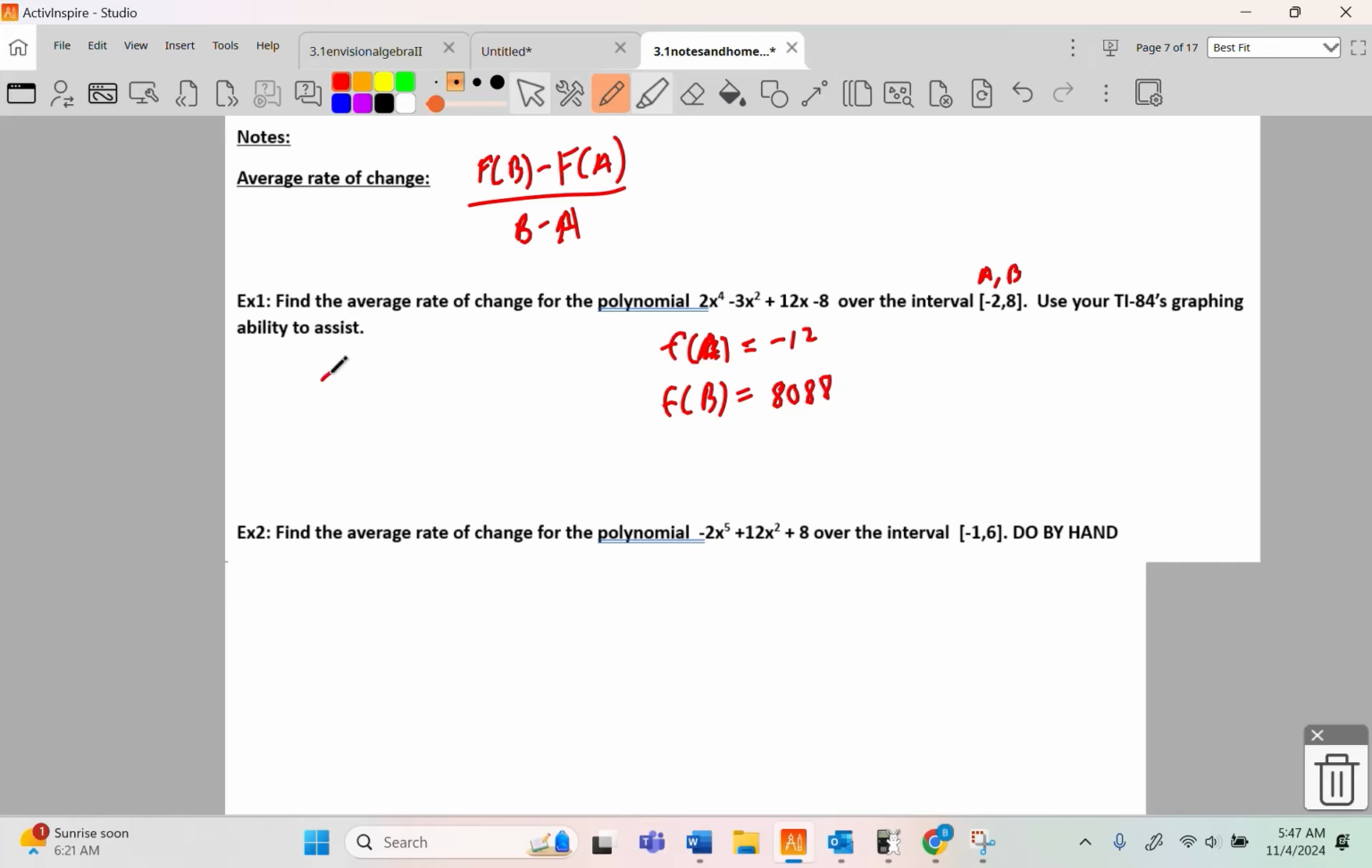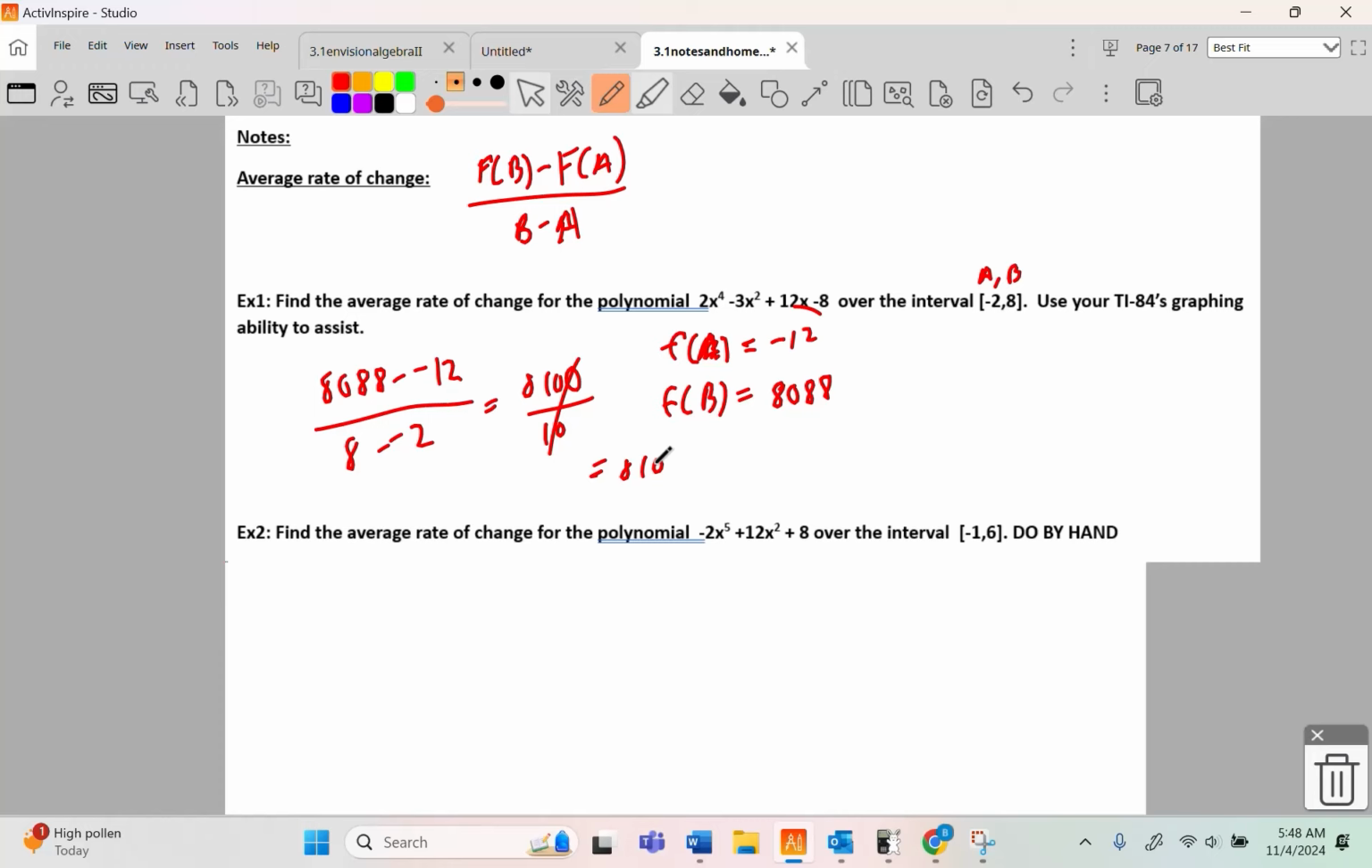The average rate of change here is 8,088 minus a negative 12, sitting pretty over 8 minus a negative 2. You should be able to do this in your head. That's going to be 8,088 plus 12, which is 8,100. And that's sitting over 8 take away negative 2, which is 10. We divide out the 0 there. We get 810. So on average, as we move 1 unit from left to right, we increase by 810 units.